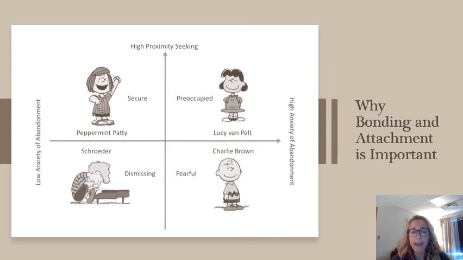Now, one must ask why I put this picture on why bonding and attachment is important. When a child is bonded and attached to their caregiver, they are secure with who they are. So Peppermint Patty is the perfect example of security.